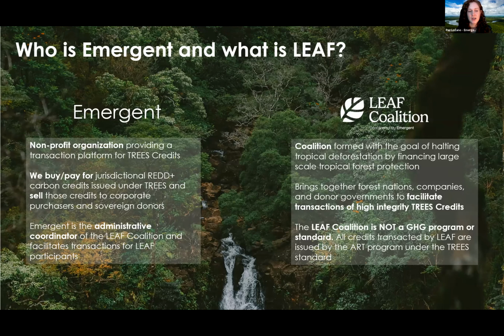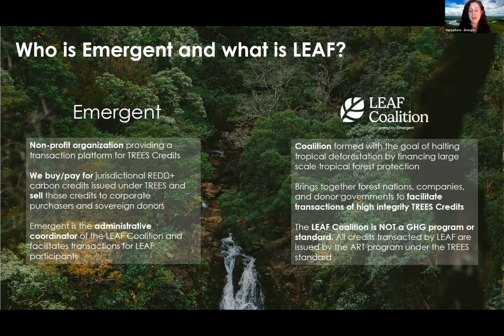Emergent, the organization that Dion and I work for, is a nonprofit organization that provides a transaction platform for ART TREES credits. As Lucia mentioned, we are effectively one of the many kinds of buyers that can exist for ART TREES credits. We buy and pay for jurisdictional REDD+ carbon credits that are issued under the TREES standard, and we sell those credits to corporate purchasers and sovereign donors who are participants in the LEAF Coalition. We're also the administrative coordinator of the LEAF Coalition, and we facilitate those transactions for LEAF participants.